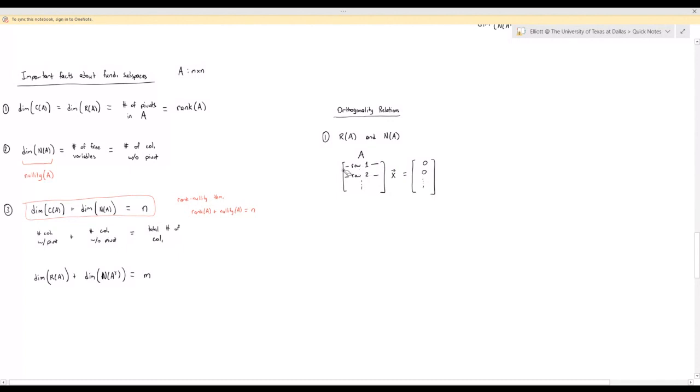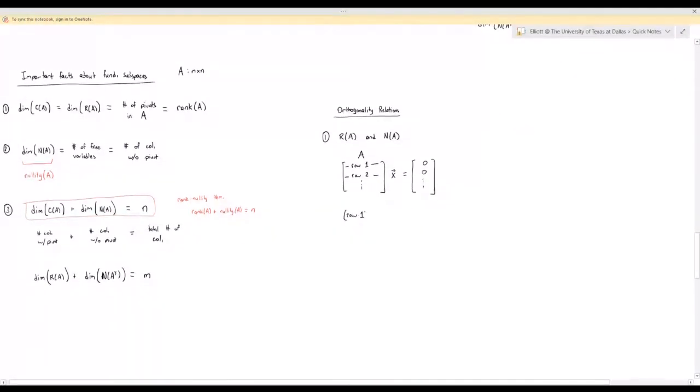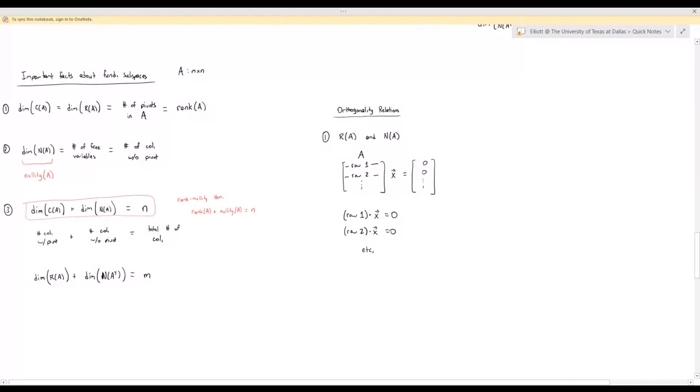Now, if you think about when you do matrix vector multiplication, remember that matrix vector multiplication involves doing dot products, where you do the dot product of row 1 of A with vector X, and that would be equal to 0. And then here, like row 2 dot product with X would again be equal to 0, since X is in the null space, so the right-hand side is all zeros. So the dot products of all the rows of A with X is 0. And remember that when the dot product of two vectors is 0, that means that the two vectors are orthogonal to each other.